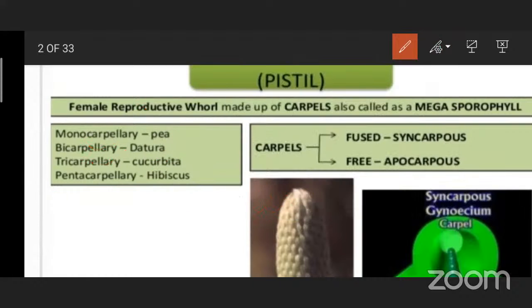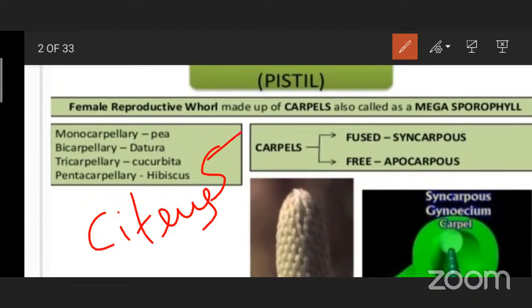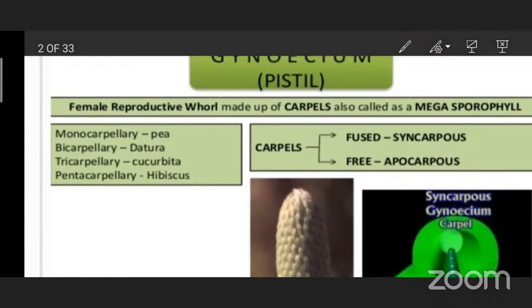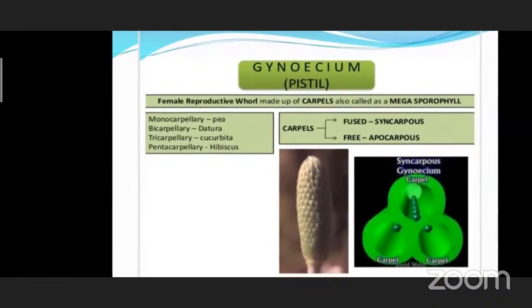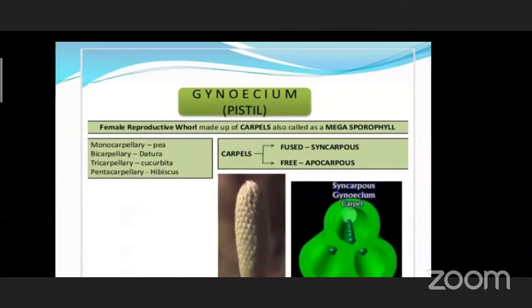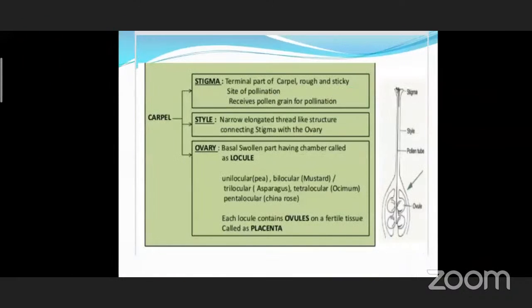More than five carpels are called multicarpellary. Example, citrus. The gynoecium develops from more than five carpels; that is known as multicarpellary. Example, citrus. Okay, this is the female reproductive organ or essential organ.